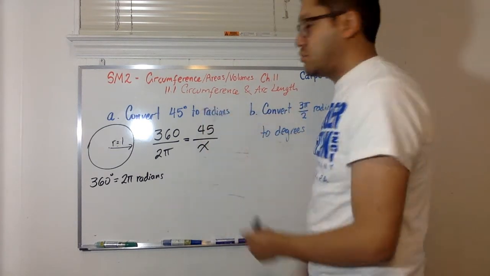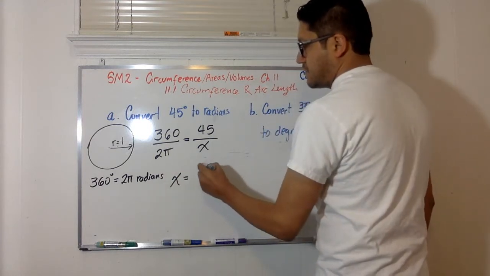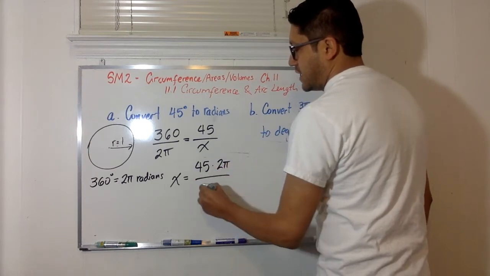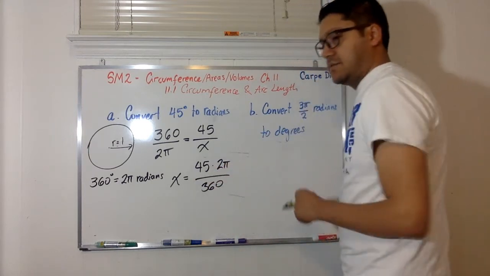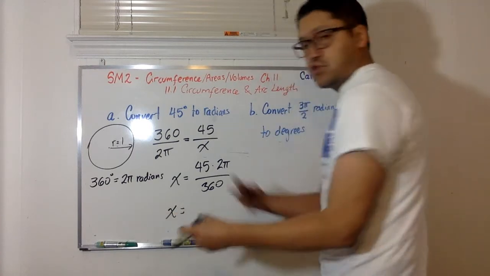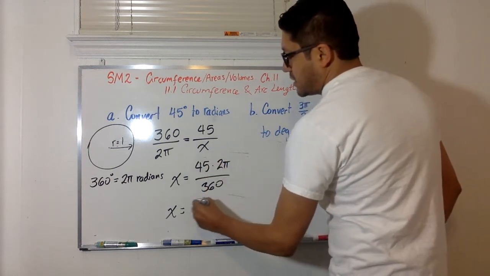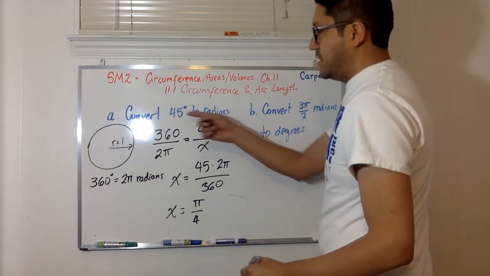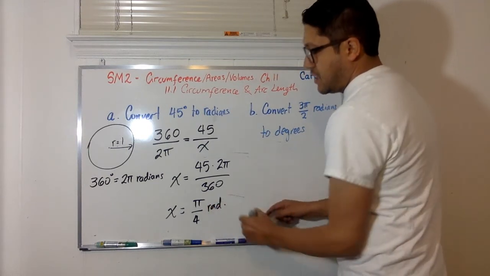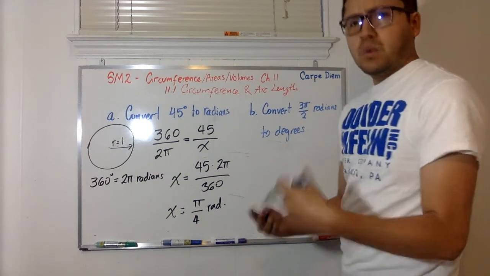As you do the cross product, eventually you will get x equals this: 45 times 2 pi divided by 360. It's pretty much this, all right? And as you solve all this and simplify this expression, you will find that 45 degrees is pi fourths radians, okay? And you can keep it like that, right? That's how we want to see it.